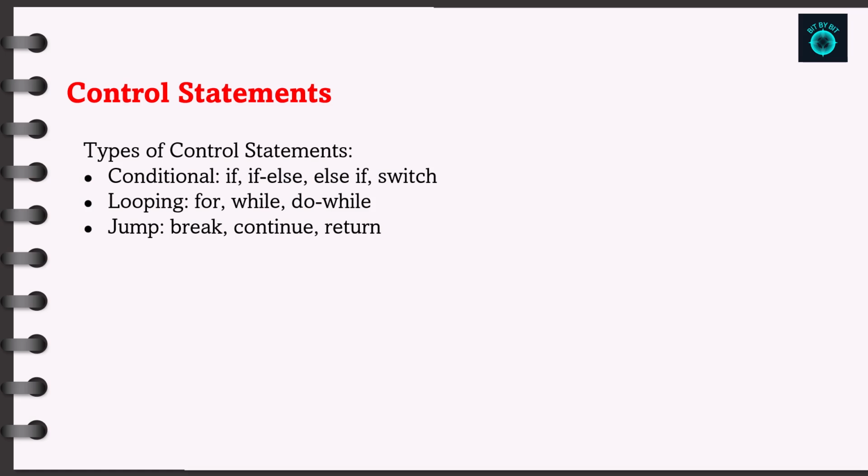First, conditional statements like if else, else if, and switch, used for decision making. Second, looping statements such as for, while, and do while, used to repeat code. And finally, jump statements like break, continue, and return, which control how loops and functions behave. In the next slides, we'll look at each in detail with examples.